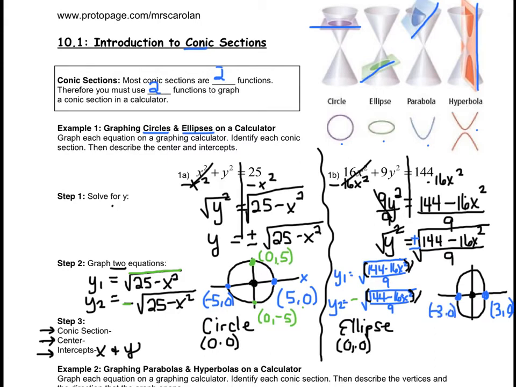And now for the y-intercepts. It's taller than it is wide. So the y-intercepts are 0, 4, and right here, which is 0, negative 4. So that answers all parts of the question.